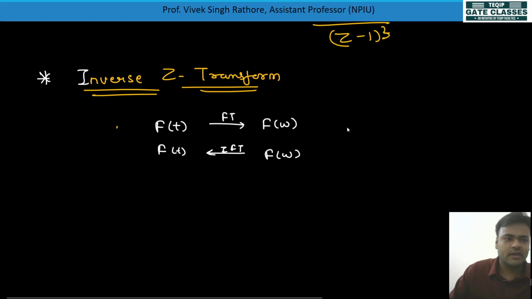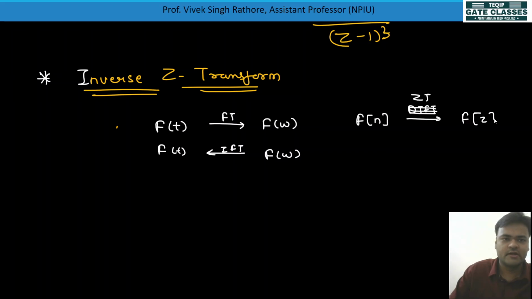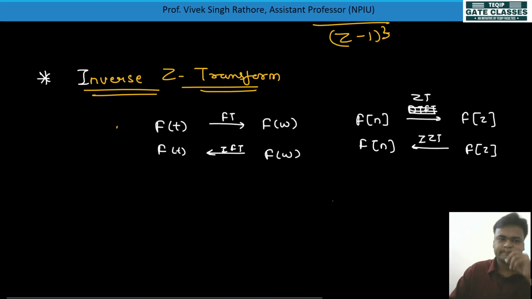In the same way, we have f of n, and we are taking, sorry, not the discrete time Fourier transform, we are now taking the z transform. So we'll get F of z. Now from F of z, if we want to take the inverse z transform, we'll get f of n again. So what will be the formula? Getting F of z is easy.